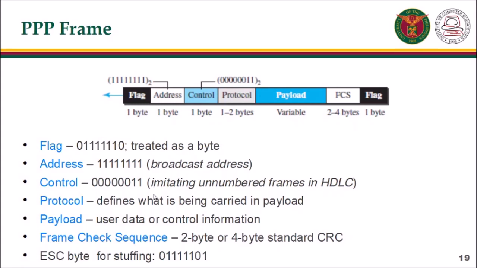The protocol field defines what is being carried in the payload. The payload is user data or control information. The frame check sequence is a 2-byte or 4-byte standard CRC. Since PPP is a byte-oriented protocol, the flag in PPP is a byte that needs to be escaped whenever it appears in the data section of the frame. The escape byte is 01111101, which means that every time that flag bit pattern appears in the data, this extra byte is stuffed to tell the receiver that the next byte is not a flag.